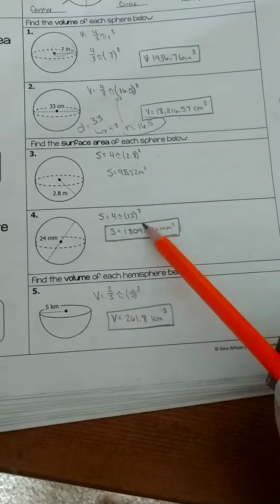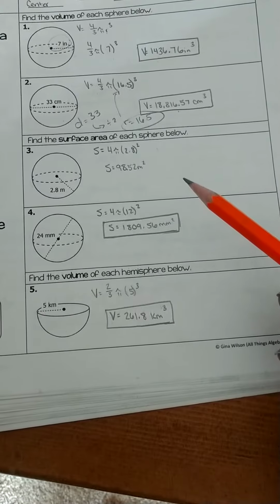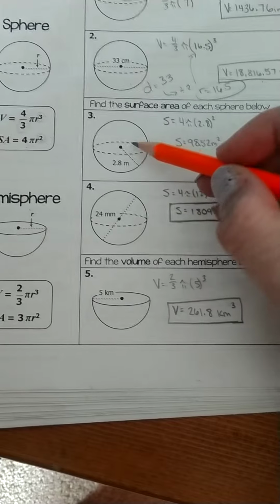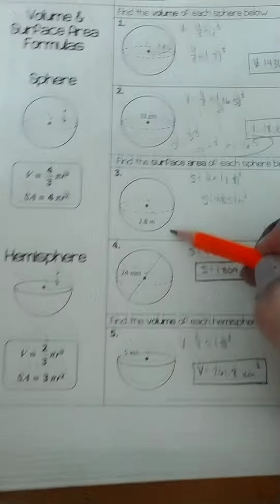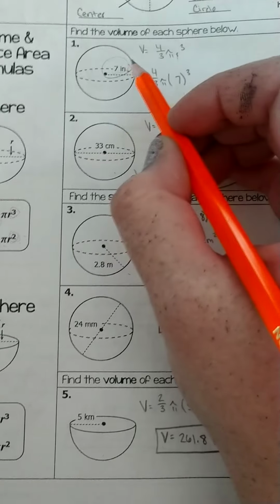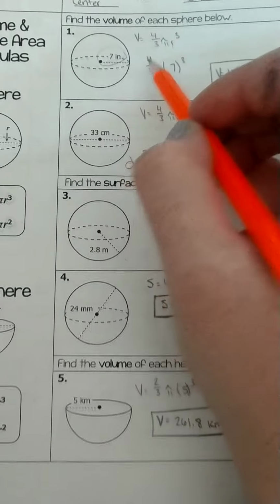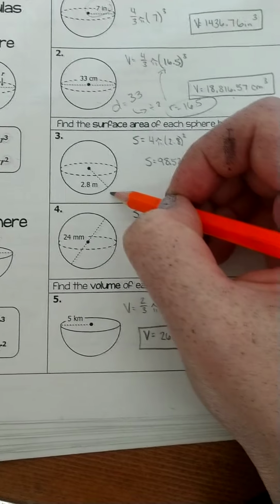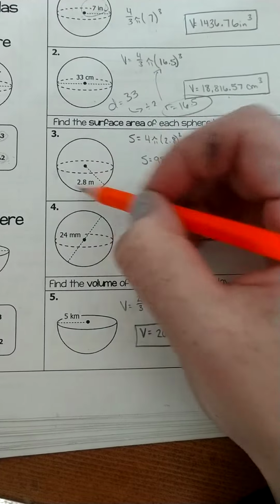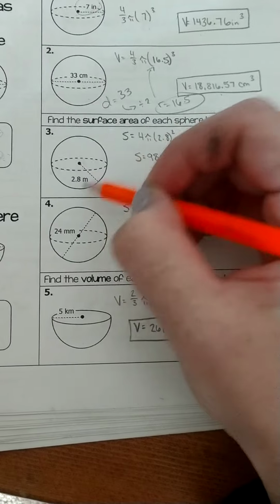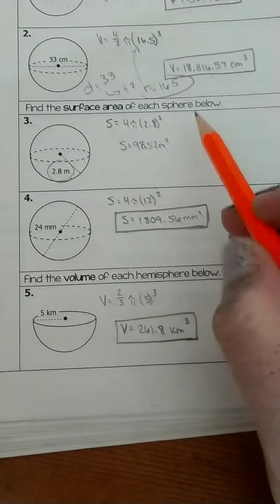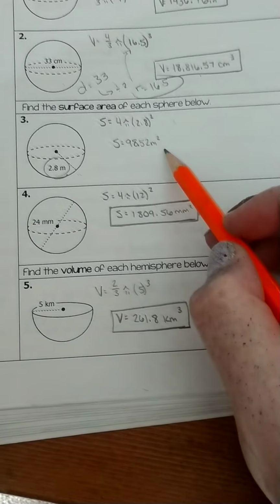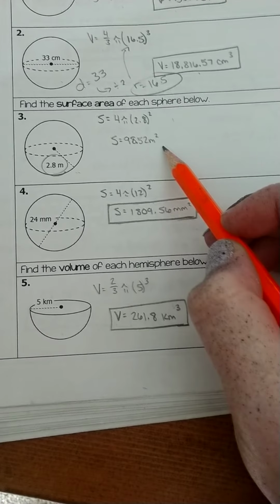Number 3 and 4 wants the surface area. Again, all you need is the radius. If you notice on 3, your radius is drawn kind of differently. So up here, you were given center straight across. Now you're given center down at an angle. It's still a radius because all of the points around your sphere are equidistant from that center point. Your radius is 2.8. Plug it into your 4 pi r squared formula, and you get 98.52 meters squared.